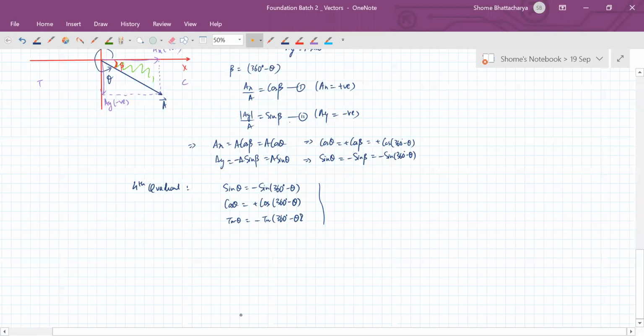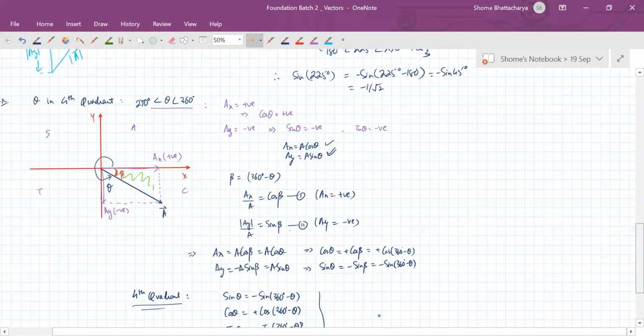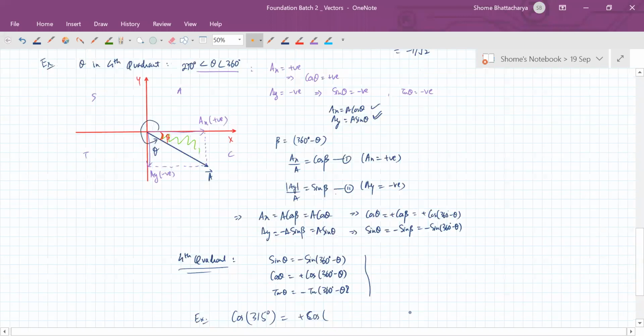If I want to calculate cos of 315 degrees, that will become positive of cos of 360 minus 315, so it will be cos 45, so it will be positive 1 by root 2. But if I want to calculate, let's say, sine of 300 degrees, that will become minus sine 60 degrees, that will be minus root 3 by 2. So these kinds of formulas. This is the nice way to understand the working of trigonometry in four quadrants.